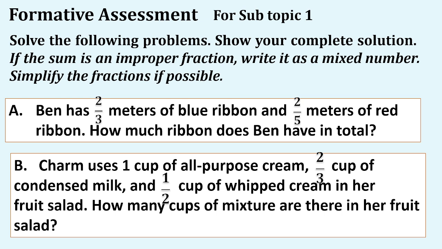Ben has 2/3 meters of blue ribbon and 2/5 meters of red ribbon. How much ribbon does Ben have in total? Letter B. Charm uses 1 cup of all-purpose cream, 2/3 cup of condensed milk, and 1/2 cup of whipped cream in her fruit salad. How many cups of mixture are there in her fruit salad?